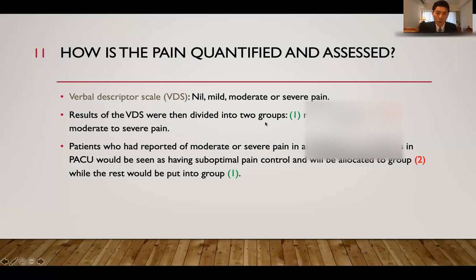We will further stratify the patients into 2 groups. One is the satisfactory group, that is group 1, and the suboptimal group is group 2. Any patient who complained of more than one episode of moderate or severe pain will be put into group 2, the suboptimal group. In group 1, all patients enjoy either no pain at all, or just mild pain.